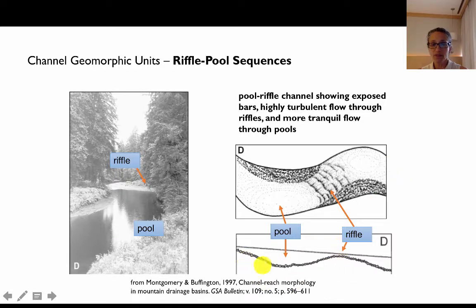And in profile view, you can see the undulation in the channel. I've heard pool riffle sequences referred to as vertical meandering, right? So the channel is trying to dissipate energy, and instead of meandering in the horizontal plane, it's meandering in the vertical plane.